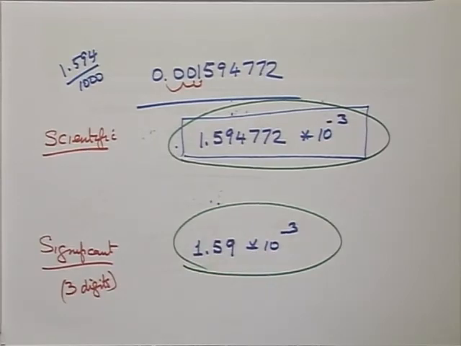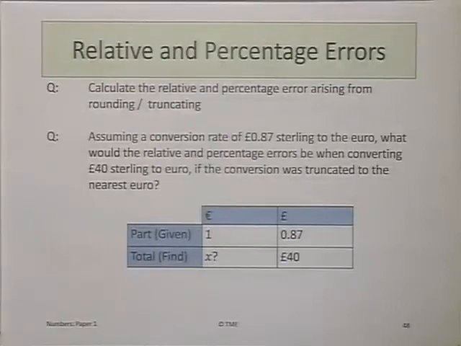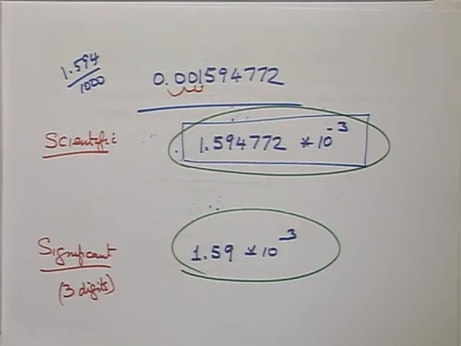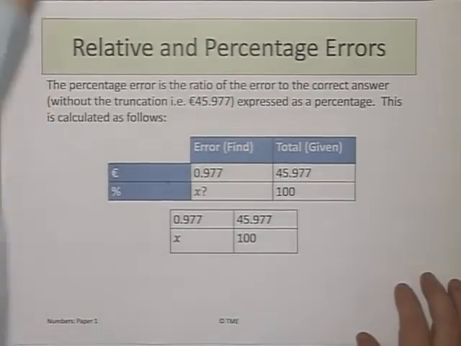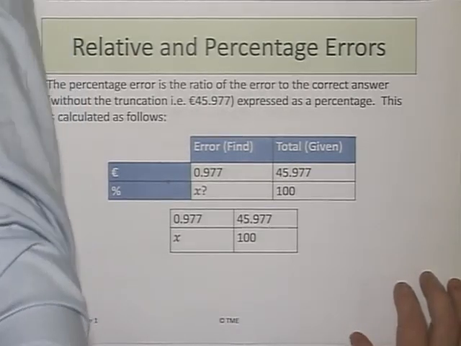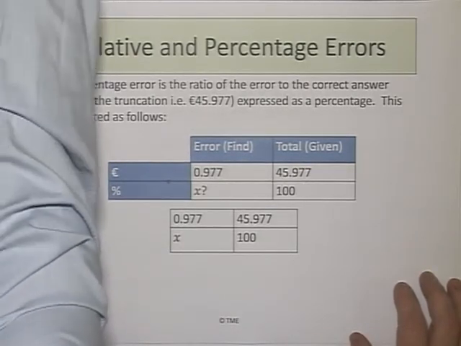Okay, so last topic of this session. And it's just bringing a few things together. It's the same techniques as before. We're looking at relative and percentage errors. Now, I'm going to do this by going back to a former question.